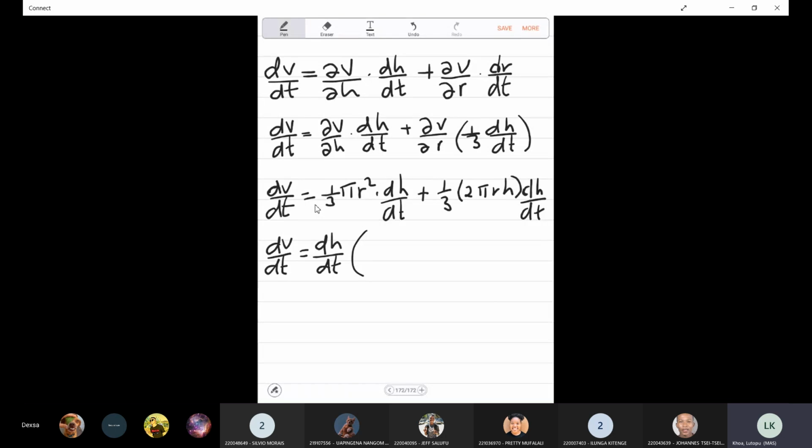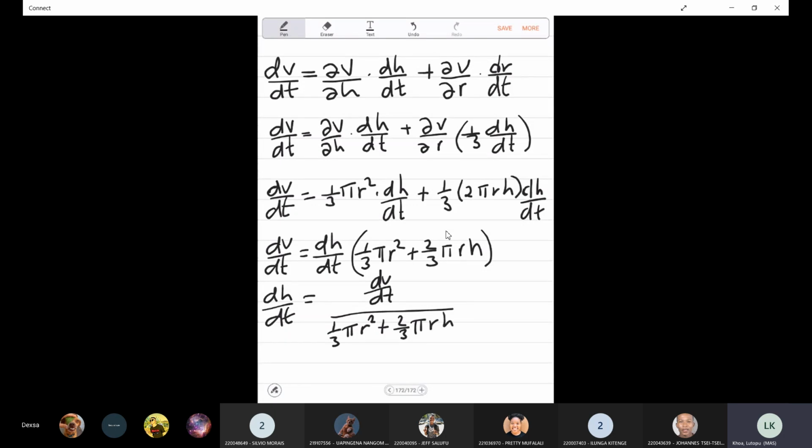So I have 1/3 pi r squared, and then over here I have 2/3 pi r times h. Okay, and this means that dH/dt is dV/dt divided by this big fraction over here. So it's 1/3 pi r squared plus 2/3 pi r times h. Okay, so I have everything I need.